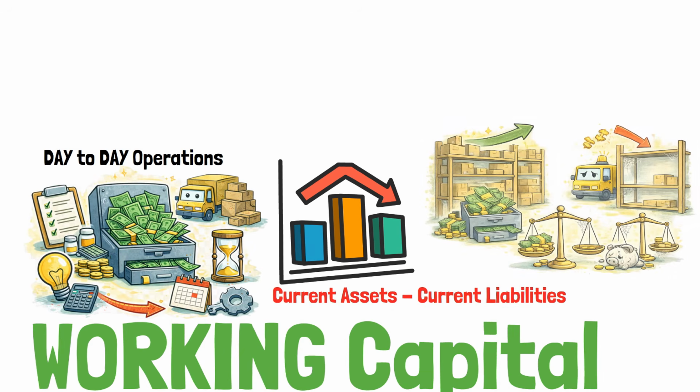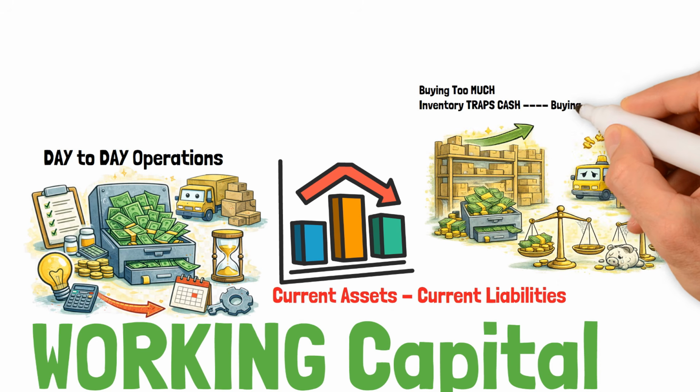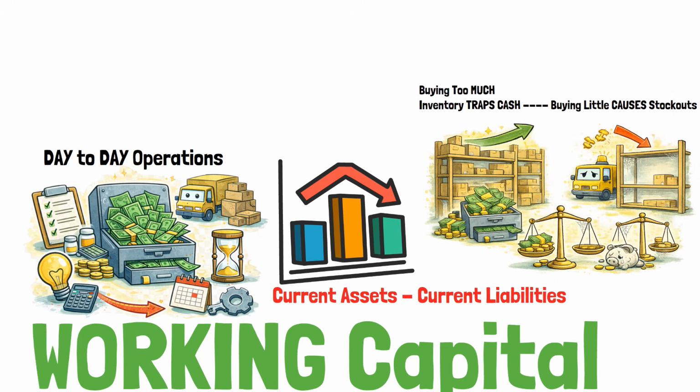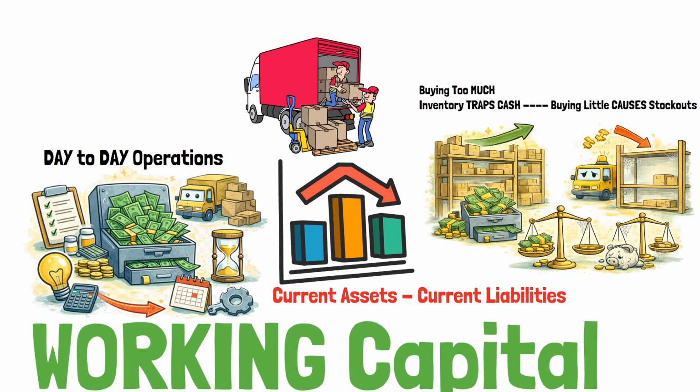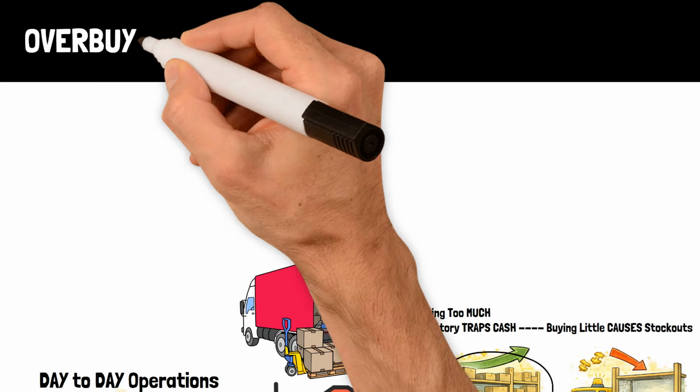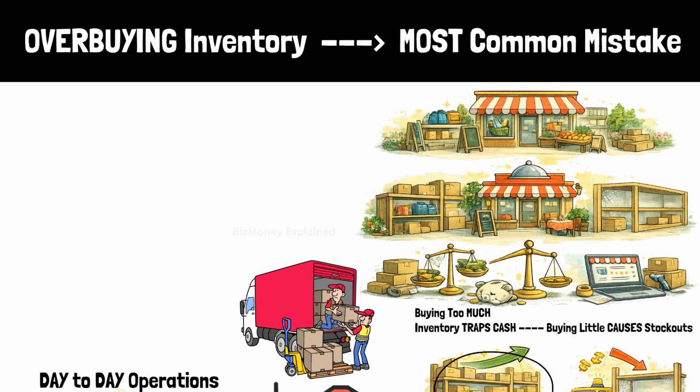Inventory plays a major role here because buying too much inventory traps cash on shelves, while buying too little causes stockouts and lost revenue. A healthy inventory turnover ratio means products move fast enough to generate consistent cash instead of sitting and collecting dust. Overbuying inventory is one of the most common cash flow mistakes made by small retailers, restaurants, and e-commerce sellers, especially when they chase bulk discounts that don't actually improve cash flow.